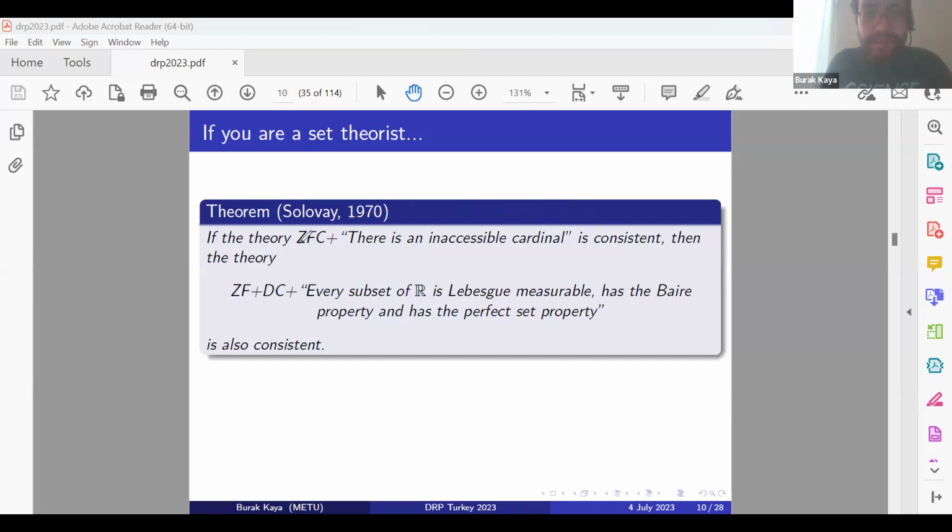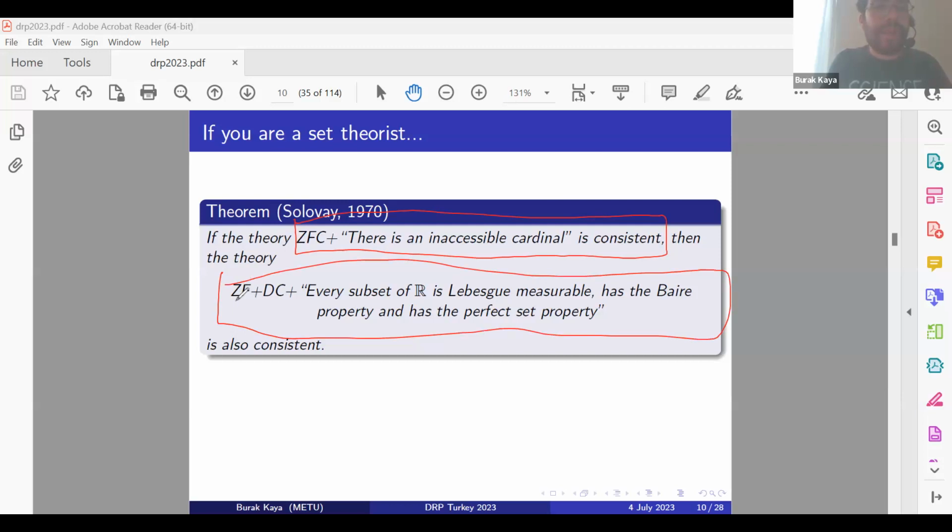If you assume that this theory is consistent, meaning that you can't prove a contradiction from it, then the following theory is also consistent. You drop the axiom of choice, you add what's known as dependent choice, which is the minimal thing to be able to do measure theory, and then every subset of real numbers has all these properties, okay? And there's another result.